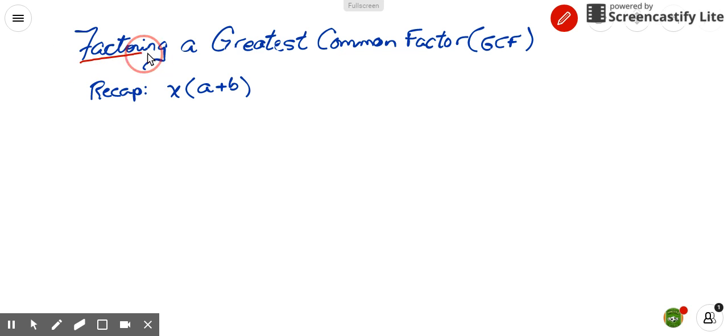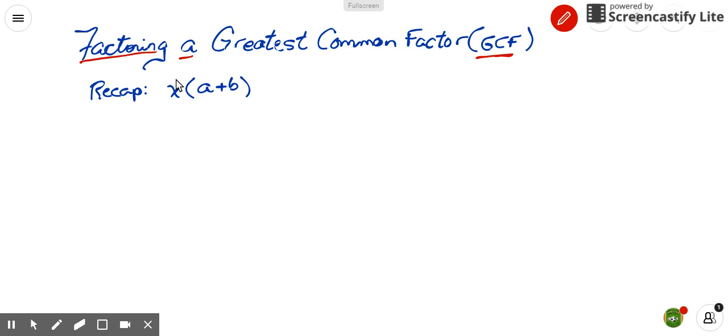Today we're going to start talking about factoring a greatest common factor, or a GCF. To start, we're going to recap on why we even talk about this. So let's take a look back at a problem like this.